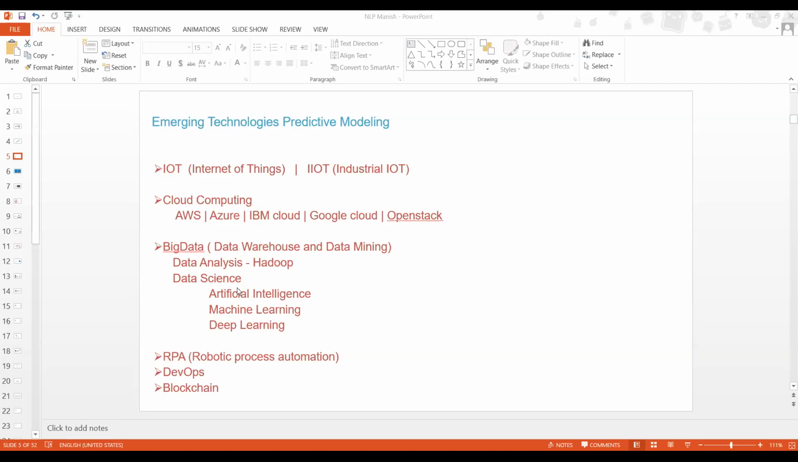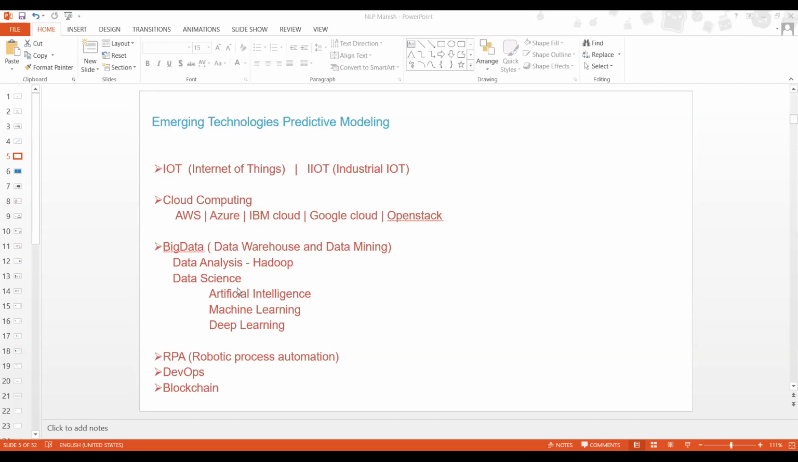Second one, in data science, I'm doing the same analysis, but along with some prediction techniques. So in data science, I'm doing data analysis along with AI, machine learning and deep learning models. So what is AI? What is ML? What is DL?